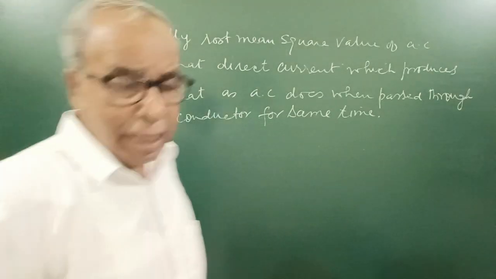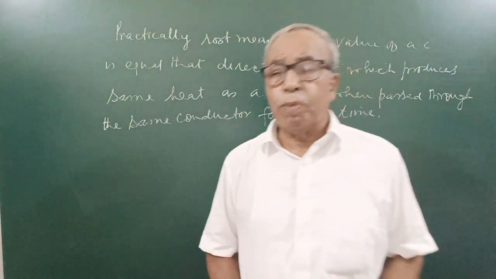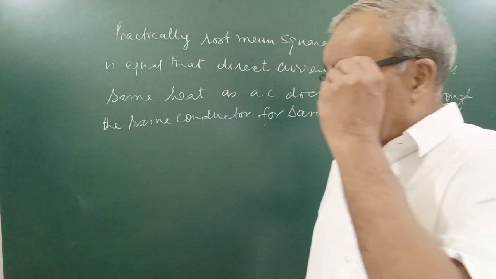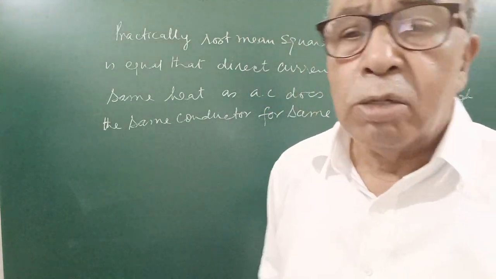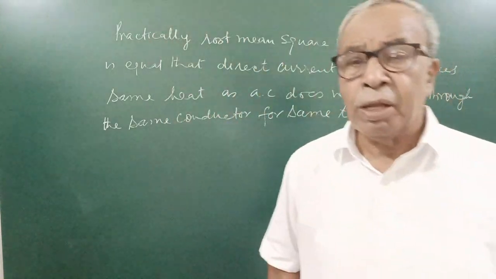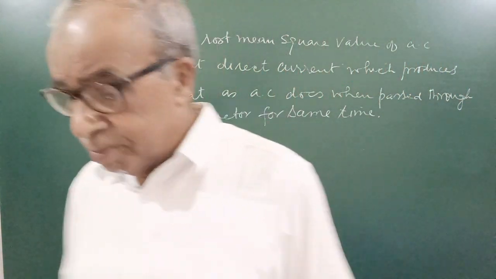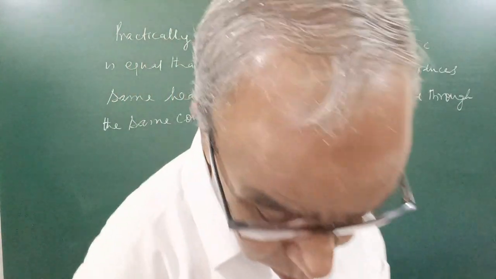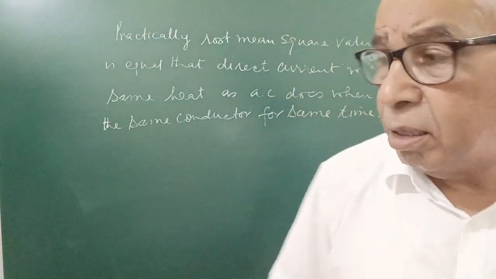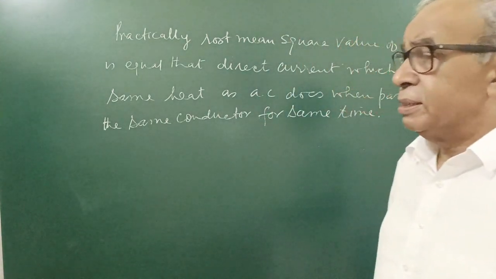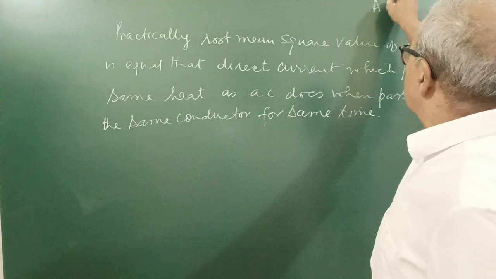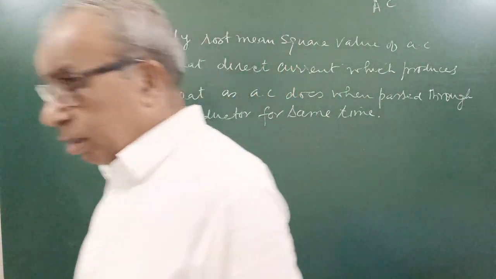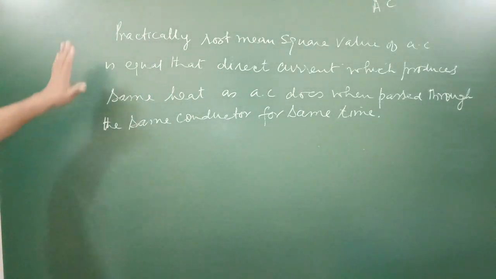For example, suppose on passing an alternating current through a conductor for some time, say 20 seconds or 50 seconds, 100 joule heat is produced. If that 100 joule heat is produced by, say, 5 ampere direct current, then that AC will have 5 ampere as its RMS value. So I have clearly written it here.